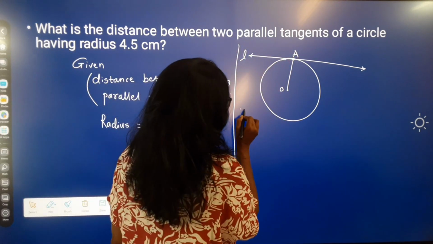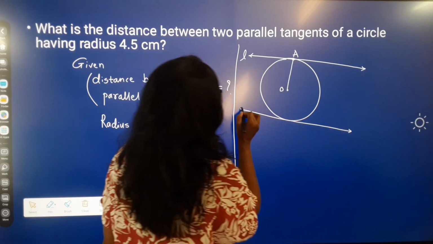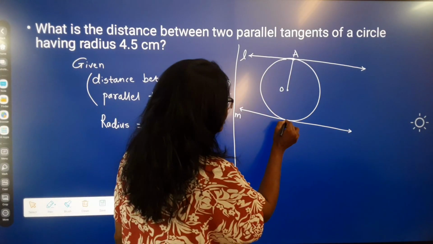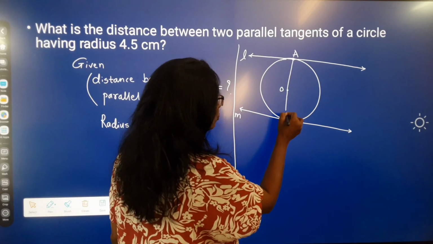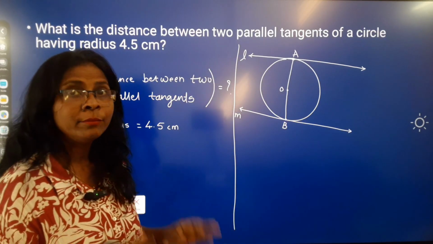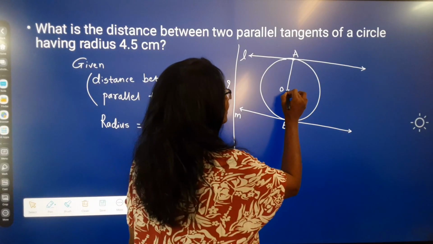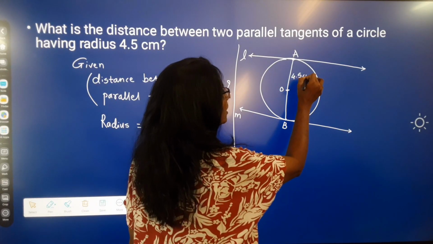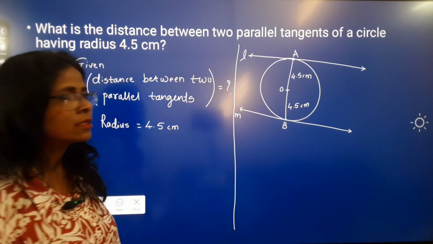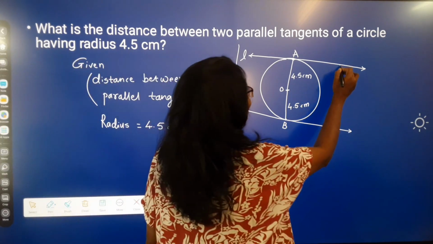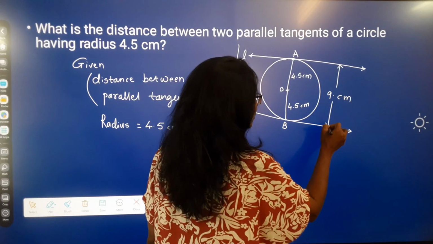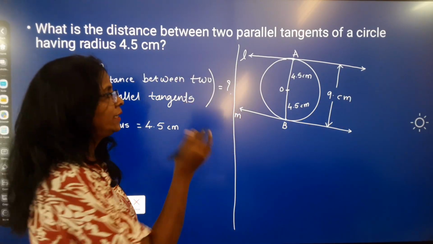So I here draw the another tangent passing through, suppose passing through B, and which is parallel to L. So that means here students, the OA, that is a radius which is 4.5 centimeter, and OB, it is also radius which is 4.5 centimeter. So that means the distance between the two parallel tangents are 9 centimeter. Okay, 4.5 plus 4.5, that is 9 centimeter.